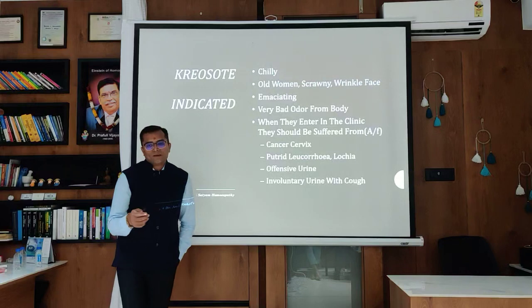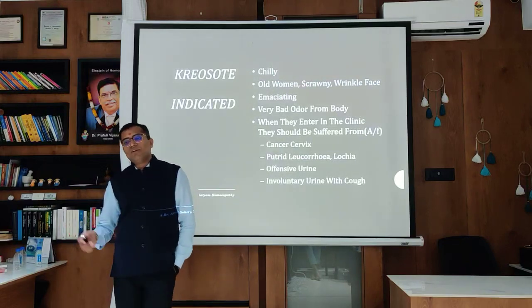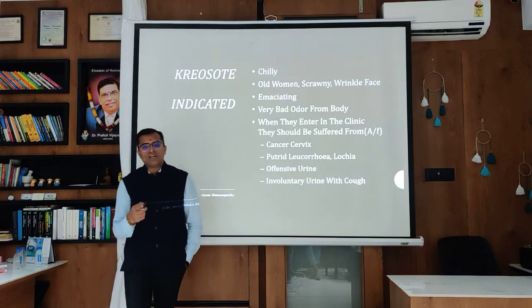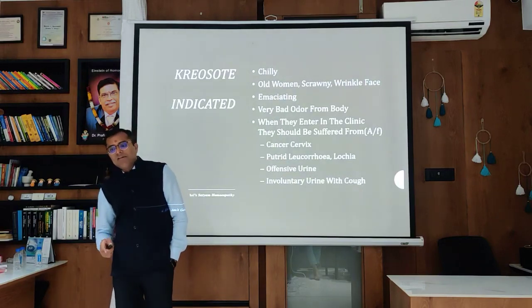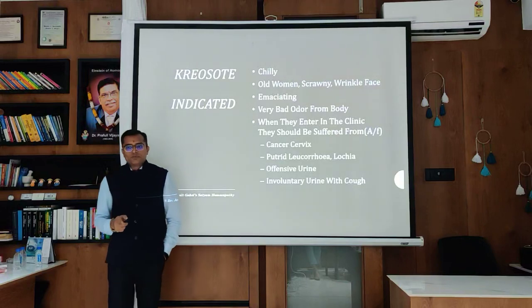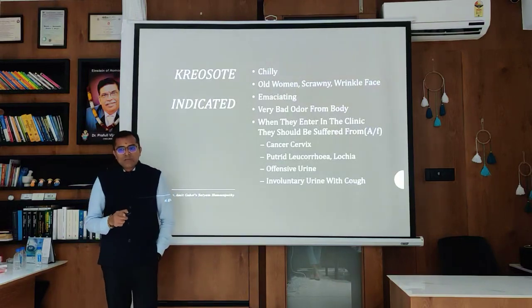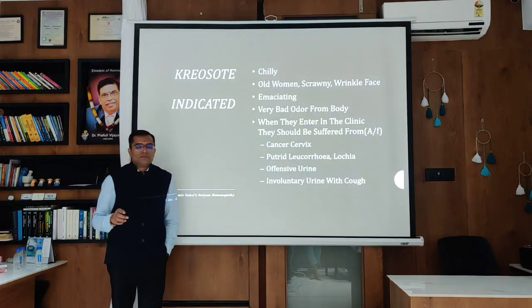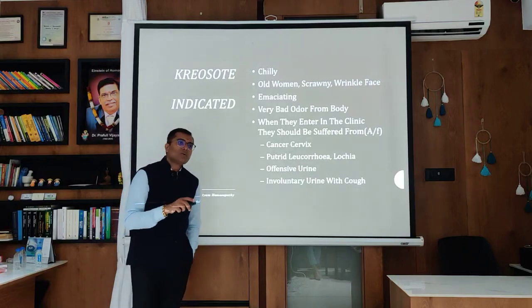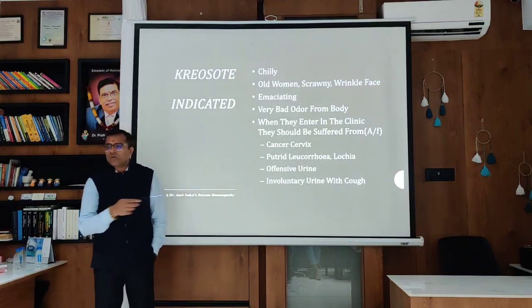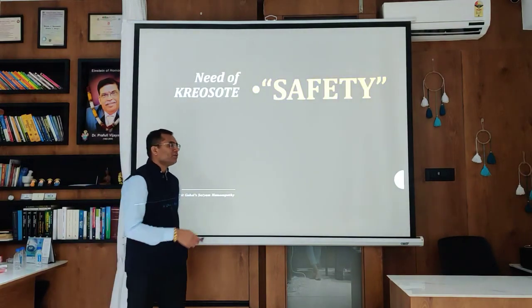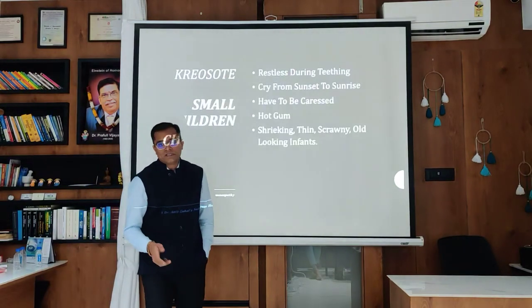Okay. So creosote is indicated in an old, scrawny, wrinkled-faced, emaciated, chilly woman having a very bad odor from the body, with a tendency to cancer, especially cancer of the cervix, with offensive leukorrhea, offensive urine, and ill-smelling urine with the cough. When they enter the clinic, your clinic becomes so offensive. This is creosote. Again, the need of creosote, all carbon need is safety.